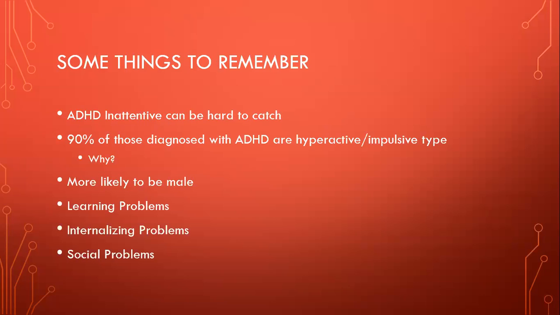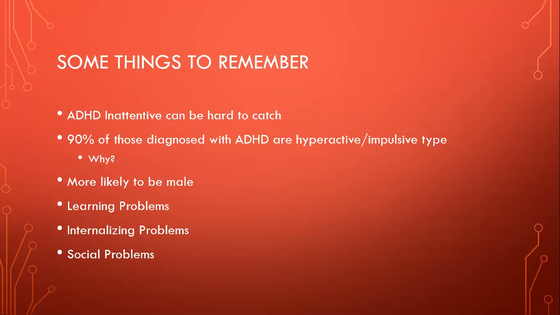Inattentive ADHD can be very difficult to catch, especially in little ones, because if they are not a behavior problem, they often kind of fall through the cracks. They're sitting quietly at their desk, just staring off into space. And those kids don't stand out as much as the ones who are running around the classroom, obviously causing a lot of disruption. So 90% of those diagnosed with ADHD in elementary school are the hyperactive-impulsive type. And I think the main reason for that is that they stand out more due to the fact they're likely very disruptive in their environment.